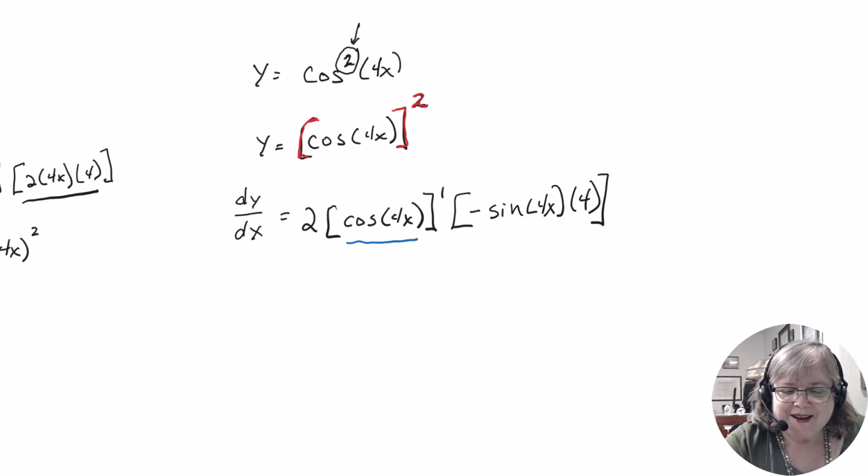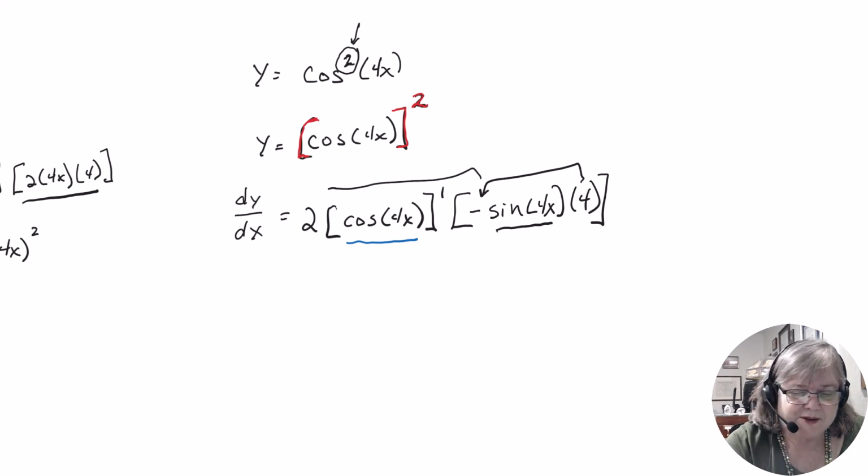All right, now, how much of this goes where? All right, the sine of 4x goes together. The cosine of 4x is joined together at its hip. You have 4, you have this minus, and you have this 2 way on out here. So you have minus 8 cosine of 4x, sine of 4x.